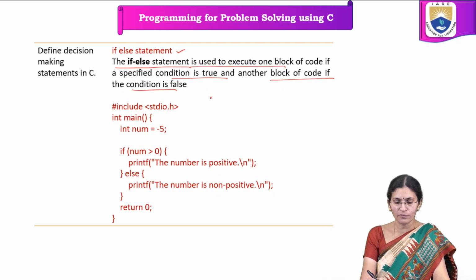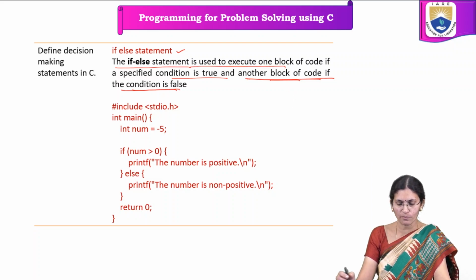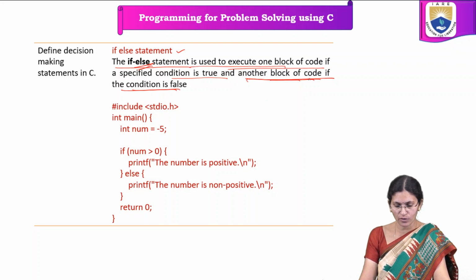So in the if statement we did not have this line. That means only if the condition is true will the block of code be executed. There is no else part there. So here we can consider the else statement also. If the condition is true, then one block of code will be executed. If the condition is false, the other block of code will be executed.